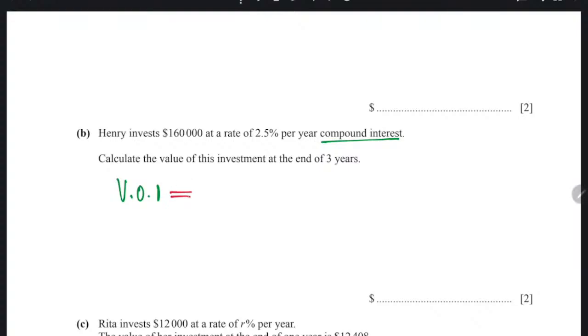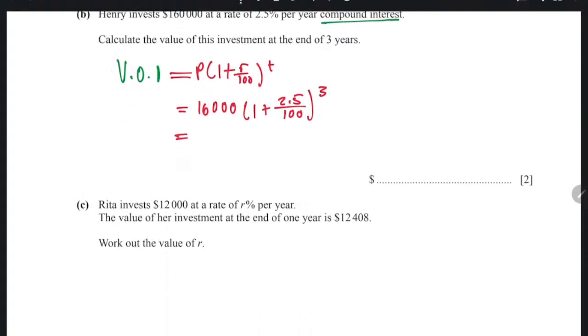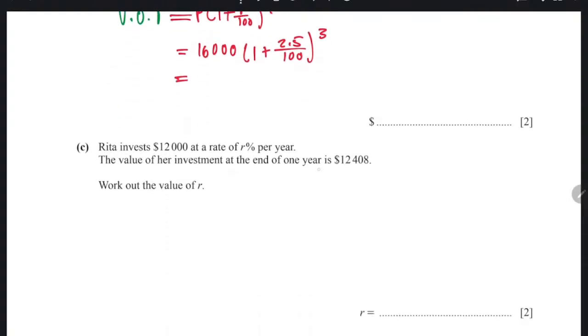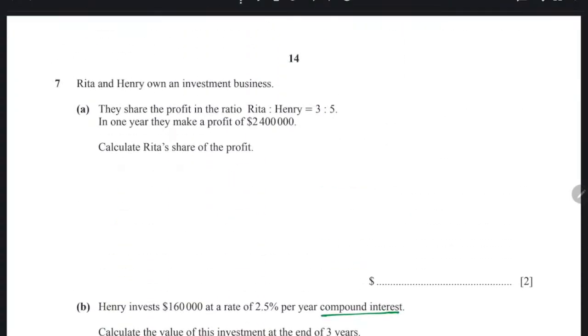Write this very fast. Value of investment is principal multiplied by 1 plus rate over 100, to the power of time. You can't forget this formula, because that's a disaster. Principal is 160,000, the money invested. Rate is 1 plus 2.5 over 100, to the power of time, 3 years. Then you'll get your answer. Is this number 3C?